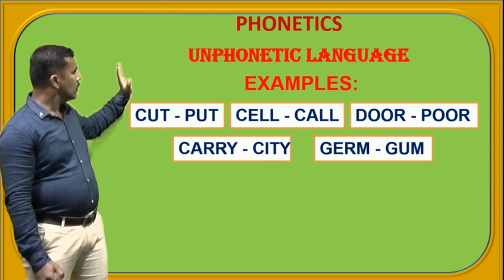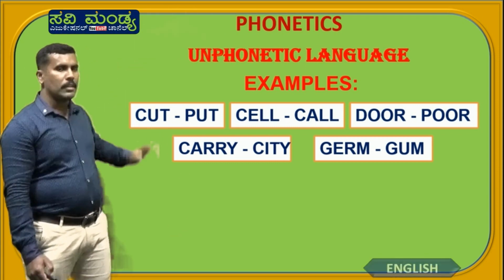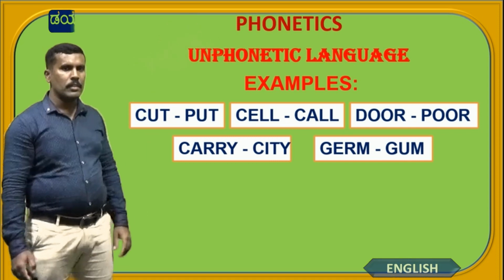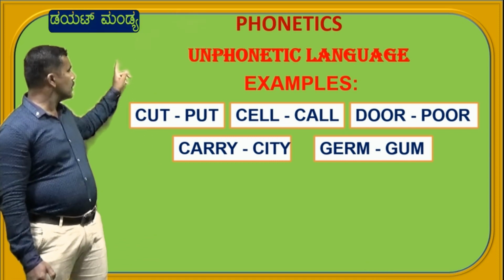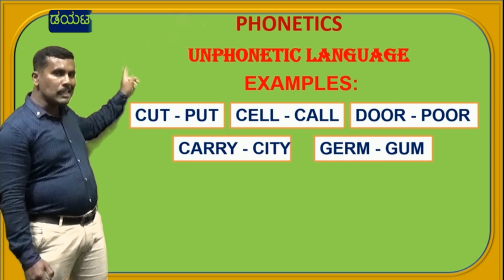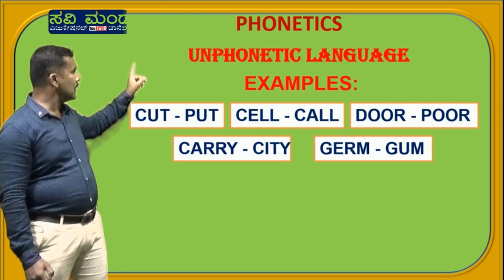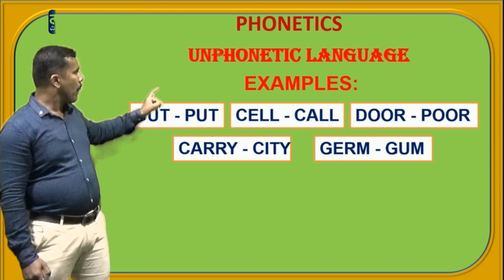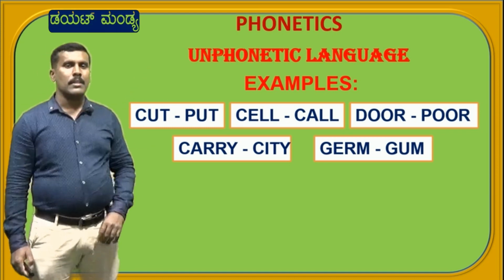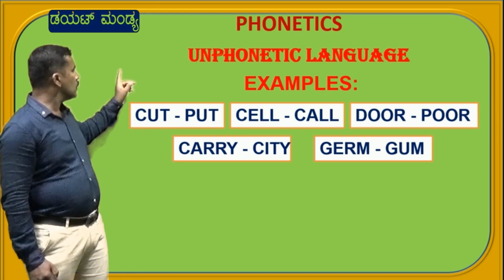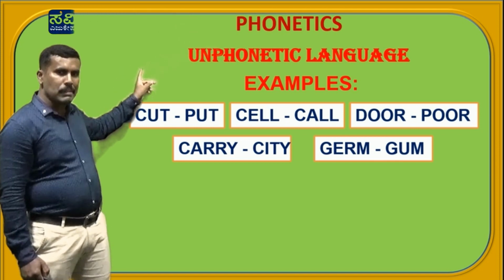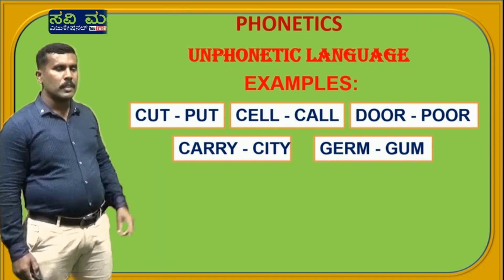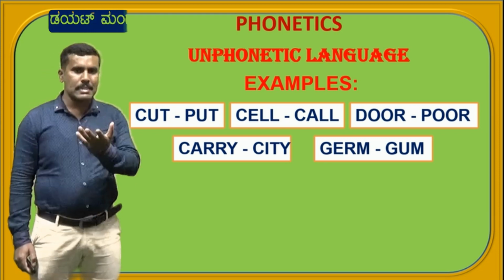In the word cut, the spellings are C-U-T. In the word put, the spellings are P-U-T. In cut, the letter C has the sound K, cut. The letter U has the sound cut. The letter T has the sound T. In the case of put, the spelling P has the sound P. The spelling U has the sound U. The spelling T has the sound T.